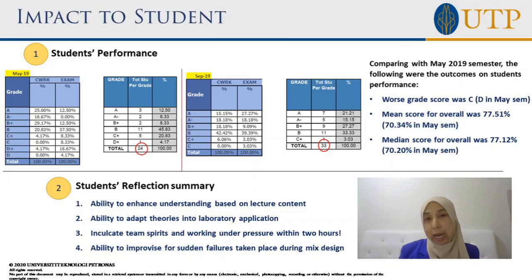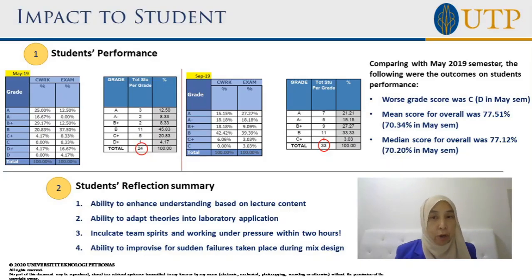Impact to them. So I tried to compare the performance between the semester that I taught, which was September 2019, and the previous semester which I was not teaching, that was May 2019. So this is the distribution. In May 2019 there were 24 students, while September had 33. So when comparing both, I found out the worst case score for September was C here, while in May it had been a D. So this one was better during my semester.